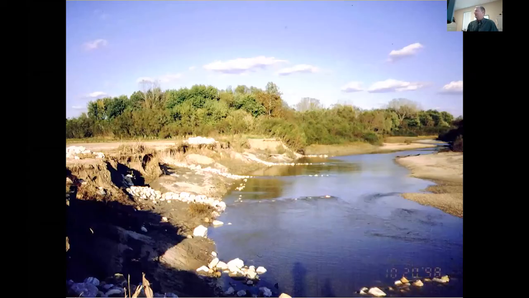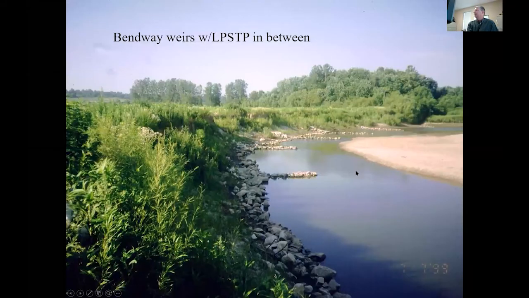So here you can see and get an idea how the flow is being redirected perpendicular to the weir, and the stream bank here will be healed.